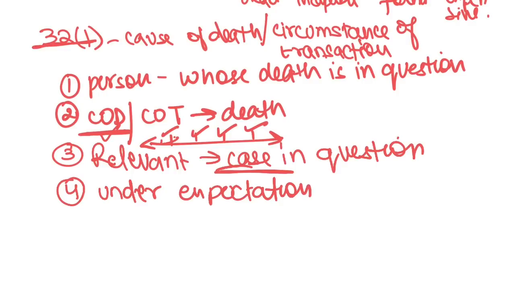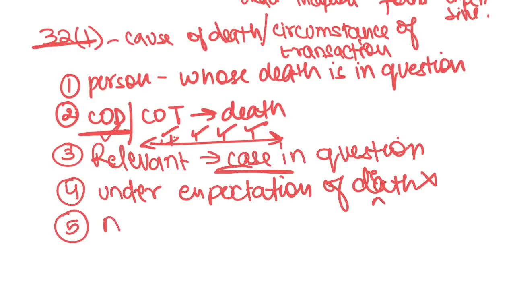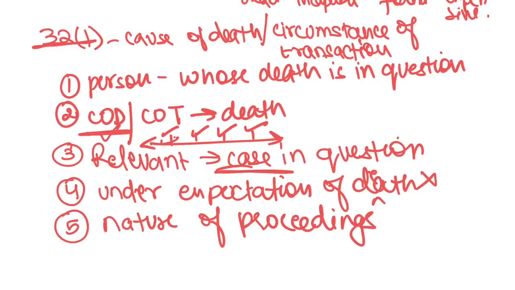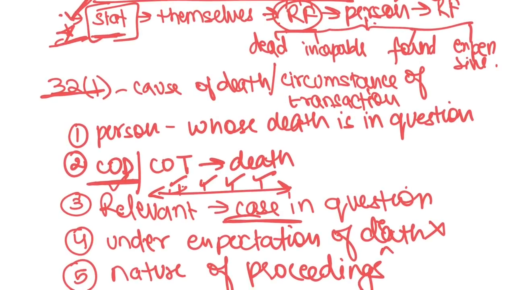And the fourth part of this section was that the person does not have to be under expectation of death. And the last is, it does not matter what is the nature of proceedings in which this comes into question. So it can be civil, it can be criminal, whatever be the nature of the proceedings. So these are the important parts of this section.